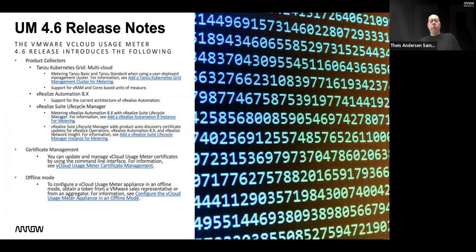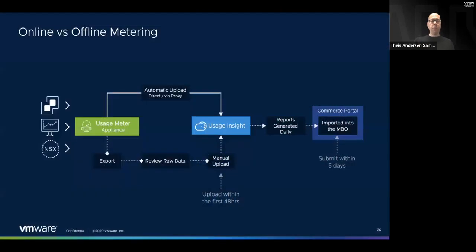Some release notes for the 4.6. What does it include? We have some more products that it is able to detect. That would be Tanzu Kubernetes Grid for multi-cloud, TKGM, vRealize Automation in its newest version 8, and some vRealize Lifecycle Manager. Then we have some improvement to certificate management, and there's some improvement for reporting in offline mode. And I'm going to touch on offline reporting in just a second. Actually now, so there we go.